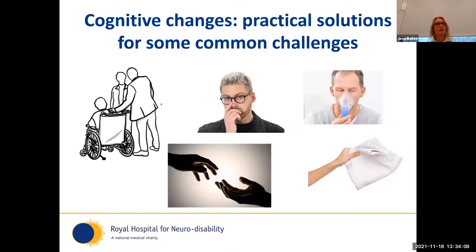For those that may be reaching for the scope or for the hand of the person feeding them, we might think about giving their hand something else to do. So if they're able to, maybe they can hold the cup with hand over hand support, or we can give them something else sensory to hold, like a towel or an apron, to keep that hand busy and help them focus on the swallowing assessment.